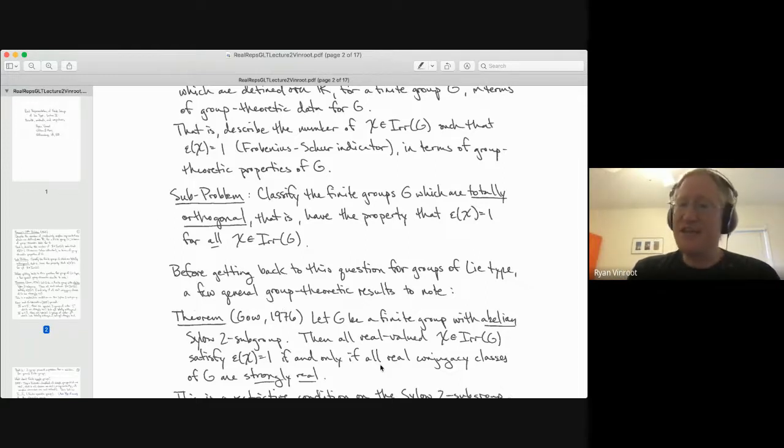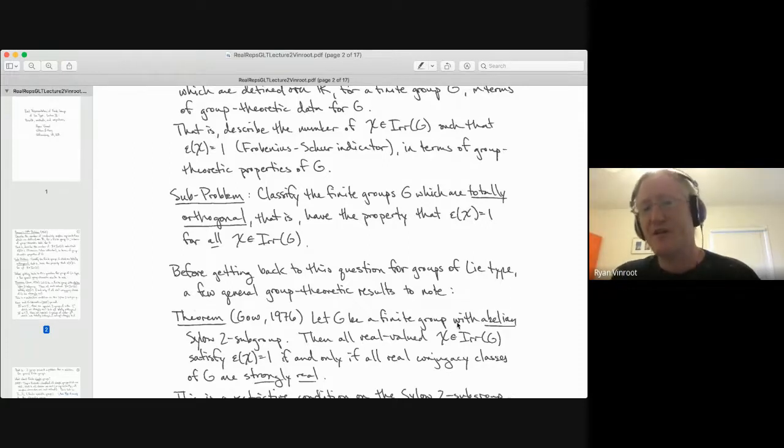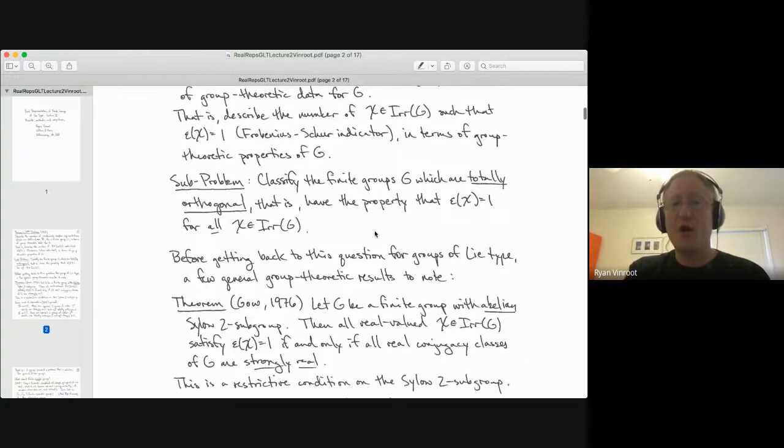So we saw that these concepts line up for all of the finite Coxeter groups last time, normalizers of parabolic subgroups in finite Coxeter groups. And so here, what we're saying is of course, those Sylow 2-subgroups may be very non-abelian, but there's something about the geometry guiding things there. In this case, regardless of the finite group, if its Sylow 2-subgroup is abelian, then somehow that is enough to give this correspondence between all real valued characters being orthogonal and all real conjugacy classes being strongly real.